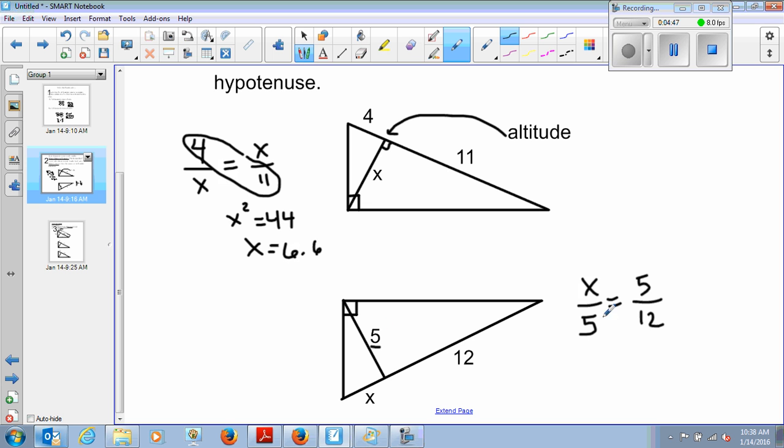5 is the altitude. The altitude is the geometric mean. I've already solved for that. It's been given to me. But when I set it up, remember, I want to multiply the geometric mean times itself. So I do x times 12 is 12x equals 5 times 5, which is 25. And then I just divide 25 by 12, and I get 2.1 for x. So that's a little bit different. That's tricky, but that ends up being my answer.